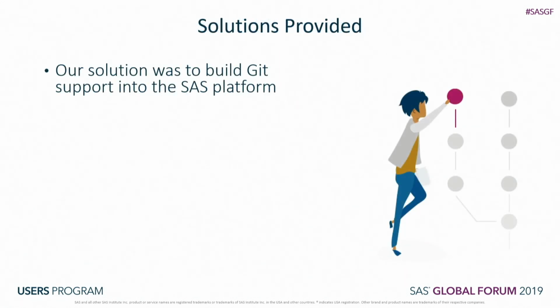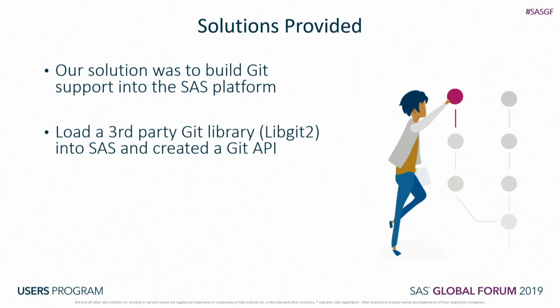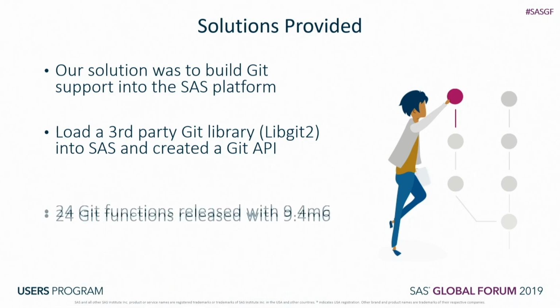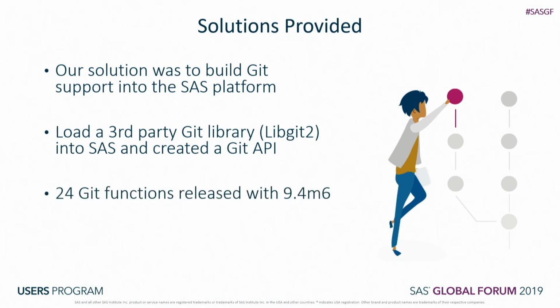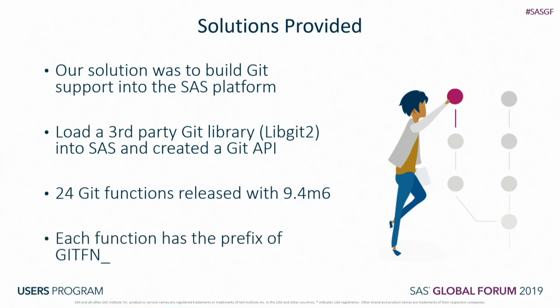Our solution was to build Git into the SAS platform. We did this by loading a third-party Git library into SAS and essentially made a Git API in the SAS language. With 9.4M6, we released 24 Git functions. Each of these functions has a prefix of gitfn_. So let's take a look at some of the functions.